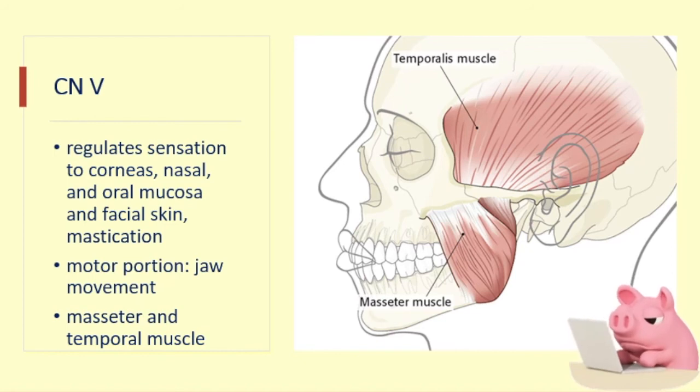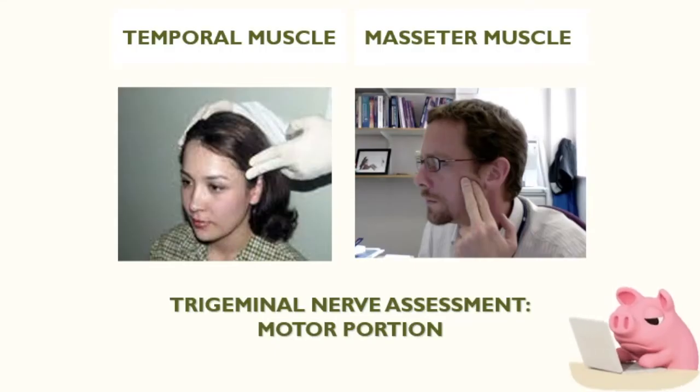This is how you'll be doing your palpation, just to check for tenderness and also to check for the motor functions of these muscles, because these are the ones innervated by your trigeminal nerve. So if your trigeminal nerve is damaged, we would not expect movement from your temporal and masseter muscles.